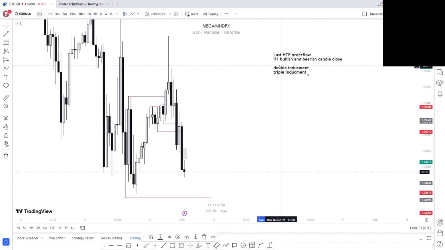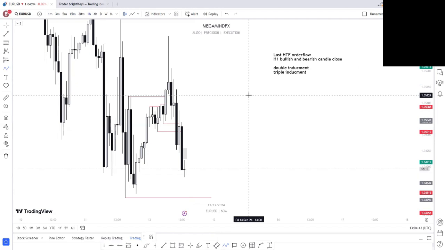Now, what is my last higher time frame order flow? Let me explain. This is my last higher time frame order flow. Let's assume price is selling towards the downside.